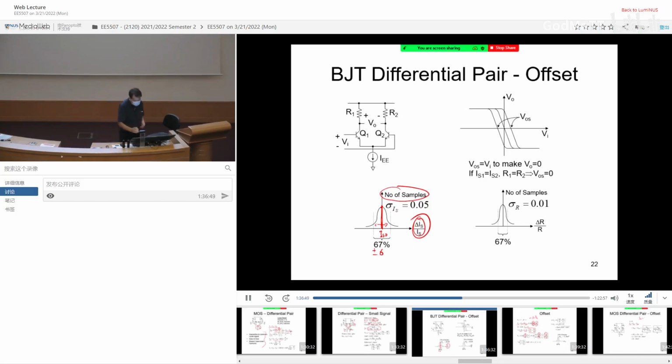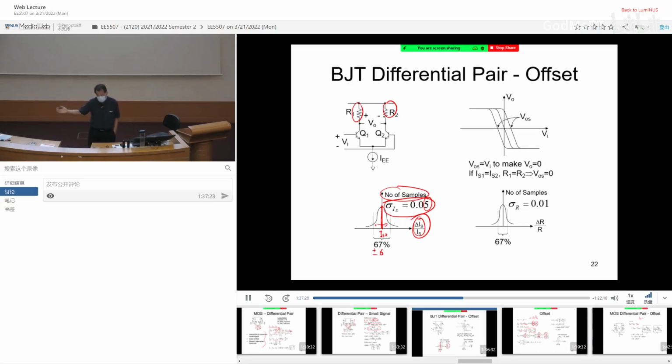And then for the R, the same thing. If you're talking about the mismatch between the R, you can also measure 1,000 samples of them and figure out the distribution property of this resistor mismatch. So about 67% of them will concentrate around this value, for example. So when you have this number, what does it mean? 67% of the samples will have the mismatch less than 5%. You get the point? It tells you 67% of the samples.